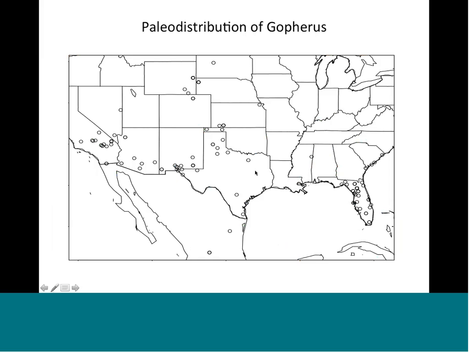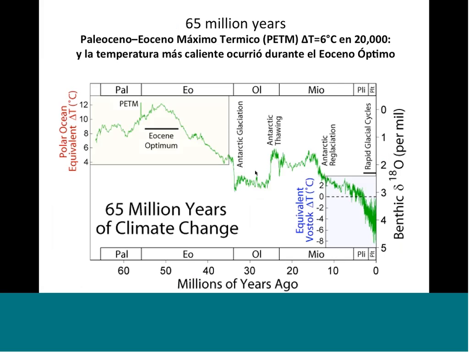This shows you how well the model works over a paleo time frame. This is the paleo distribution of gophers. During the Miocene and Eocene, the hottest times in the last 65 million years, they were way up north. In the Pliocene and early Pleistocene, they were in this region. And during the Pleistocene, they basically oscillated in their current distribution.